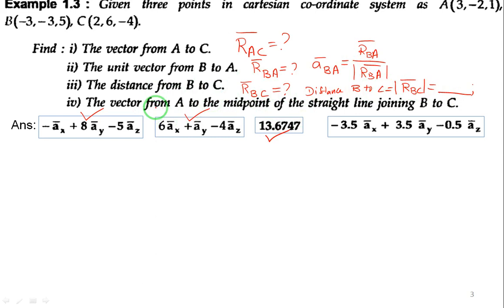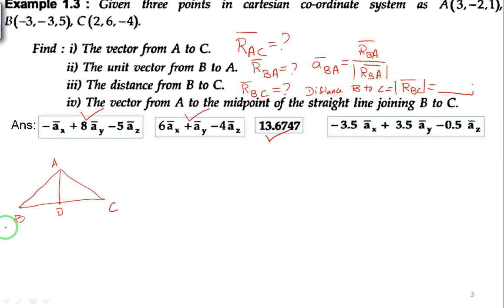Next they have asked to find out the vector from A to the midpoint of the straight line B to C. There are 3 points they have given, so let me draw it. It's not an essential diagram, but still let me draw it. Just roughly I am drawing A, B, C. What they have asked is the vector from A to the midpoint of the straight line joining B to C. This is the midpoint. Let me call it D. First find out the midpoint.